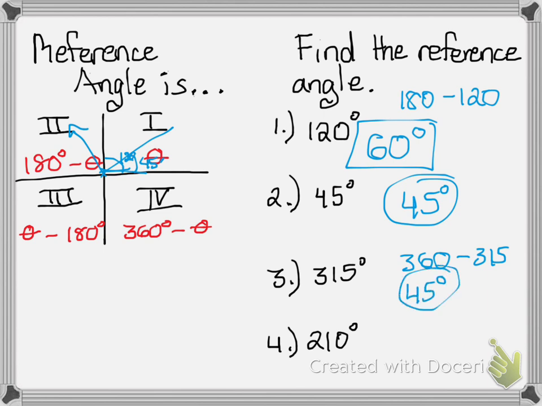And lastly, 210 degrees. That's going to end up in that third quadrant. So I'm going to do 210 minus 180. And that gives me 30 degrees. So my reference angle will be 30 degrees. And that's it.